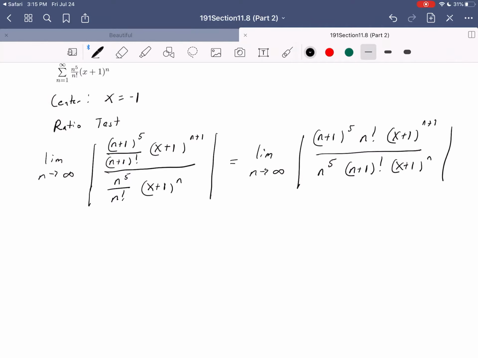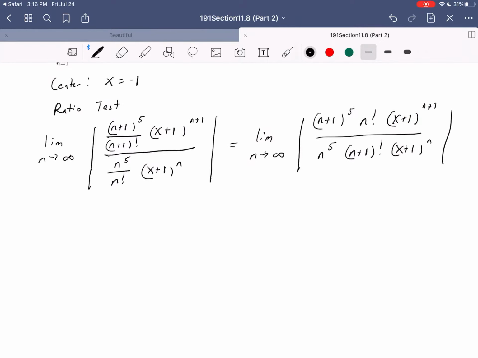All right, let's simplify as much stuff as we can. We're pretty comfortable canceling the n factorial with the n plus 1 factorial and getting just n plus 1. And here we can cancel this with this and just get an x plus 1 up top. So we should have the limit, n goes to infinity, absolute value, n plus 1 to the fifth, and then we get x plus 1. And down in the denominator, we have n to the fifth, and then an n plus 1.